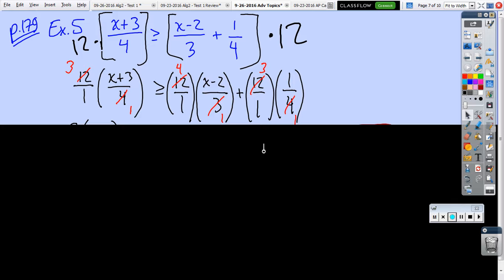So then 12 divided by 4 is 3, and 4 divided by 4 is 1, so that becomes a 3 over a 1. This one becomes a 4 over a 1. This one becomes a 3 over a 1.